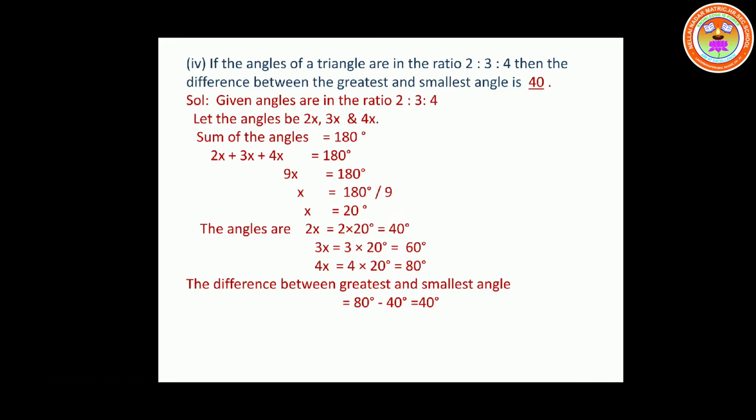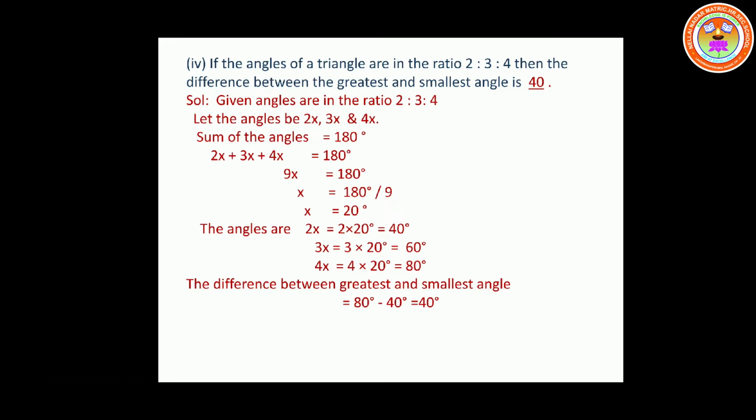Now I found out what x is. But I need to find the three angles, which I have taken as 2x, 3x and 4x. So in place of x, I am going to substitute 20. For 2x, 2 into 20 is 40 degrees. For 3x, 3 into 20 is 60 degrees. And for 4x, 4 into 20 is 80 degrees. So I found out the three angles. But the question is the difference between the greatest and the smallest angle.